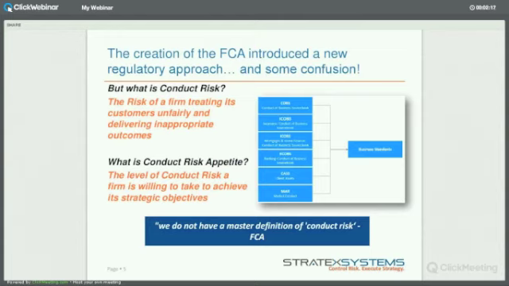So as you'd expect, the FCA have published information about conduct risk and business standards and business best practice through the handbook. There are definitions of both conduct risk and conduct risk appetite in the market. But the FCA themselves have been very clear. They do not provide a standard definition of conduct risk. And to date, they have not been clear about their expectations. And that's where the confusion comes from.